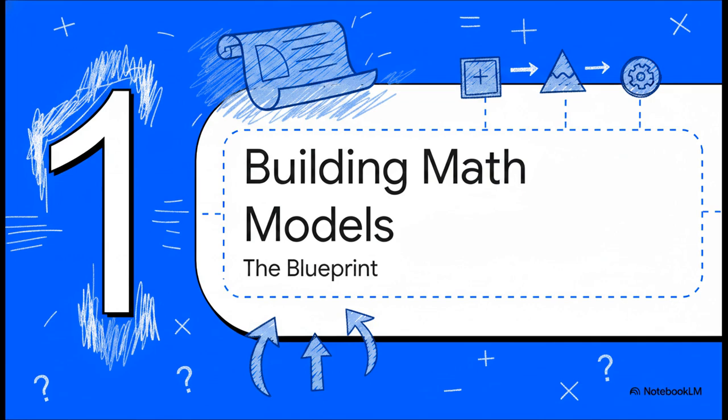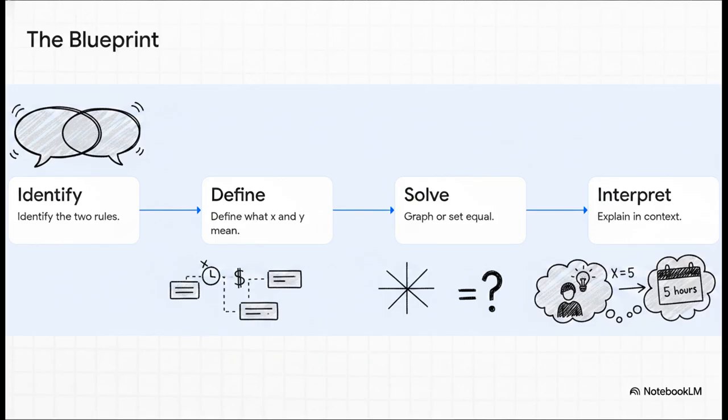Okay, let's look at building your math models, the blueprint. Whenever you're facing a complex scenario, just rhythmically follow these 4 simple steps. Step 1, identify your two rules. Those are your competing options. Step 2, define your variables. What do x and y actually mean in this situation? Step 3, graph them or set the equations equal to find that tiebreaker. And finally, step 4, interpret your ordered pair. What does that math answer actually mean for your life? Because math is kind of useless if we don't translate it back into reality.